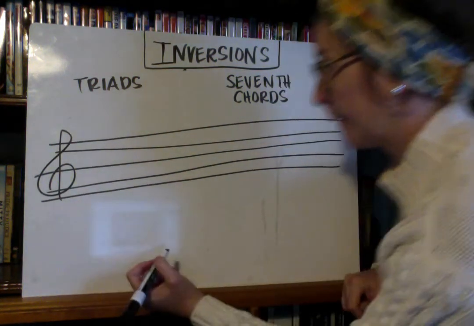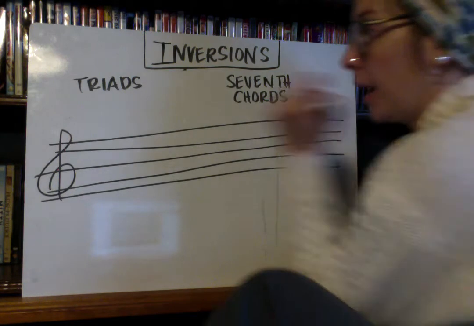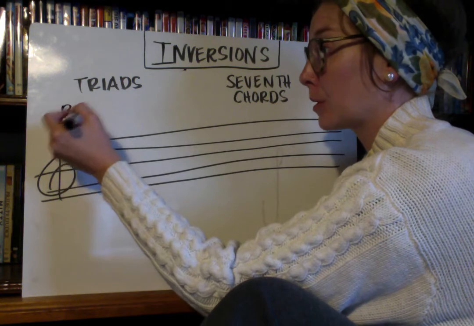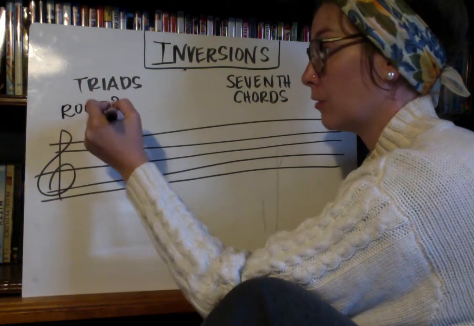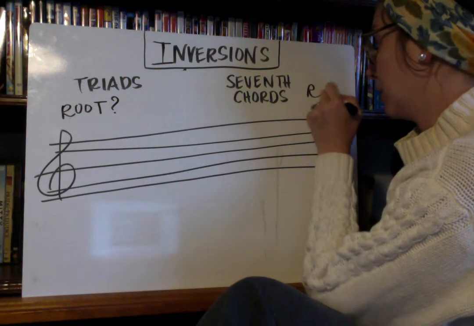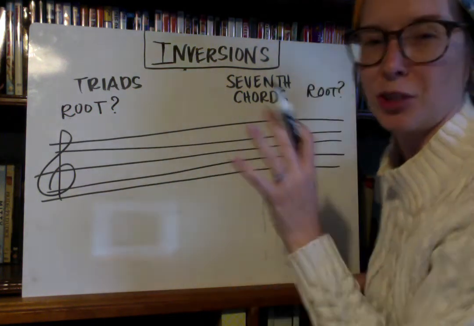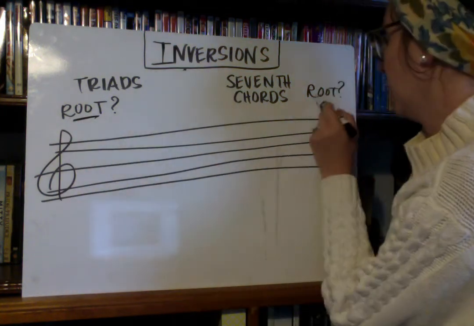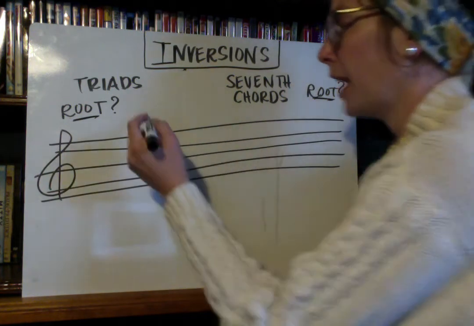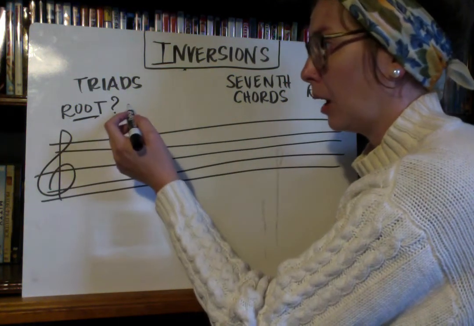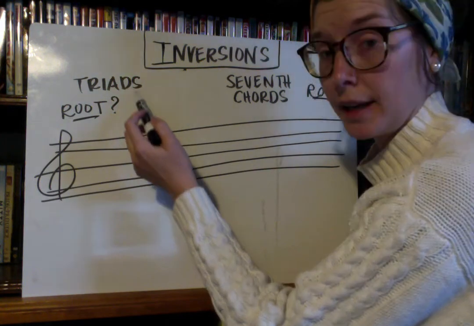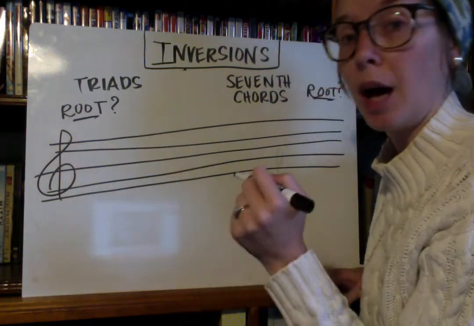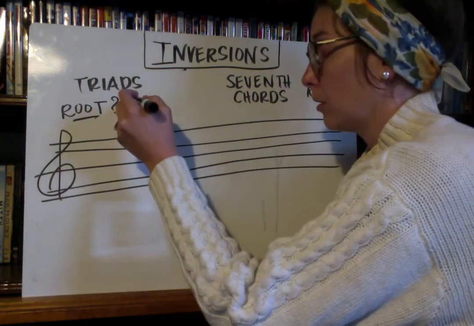Okay, key of C. So, how do you find the root? We're still in inversions. If you see an inversion, or you're just kind of confused by the Roman numeral or the figured bass, how do you find the root? Okay? To find the root of a triad inversion, find the 4th, and the top note of the 4th is your root. Okay?